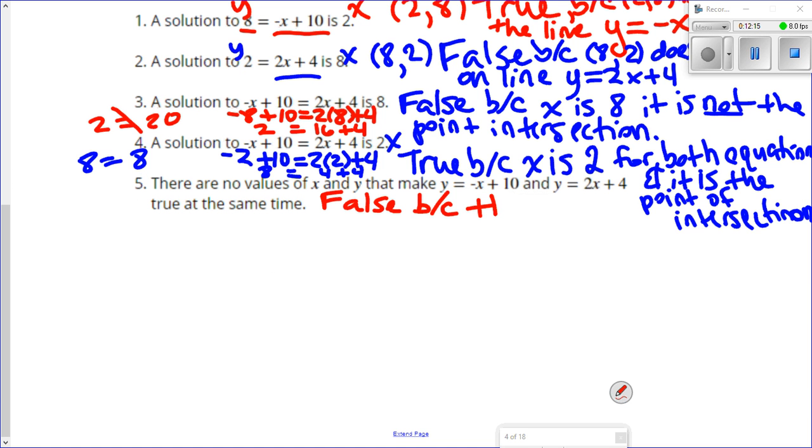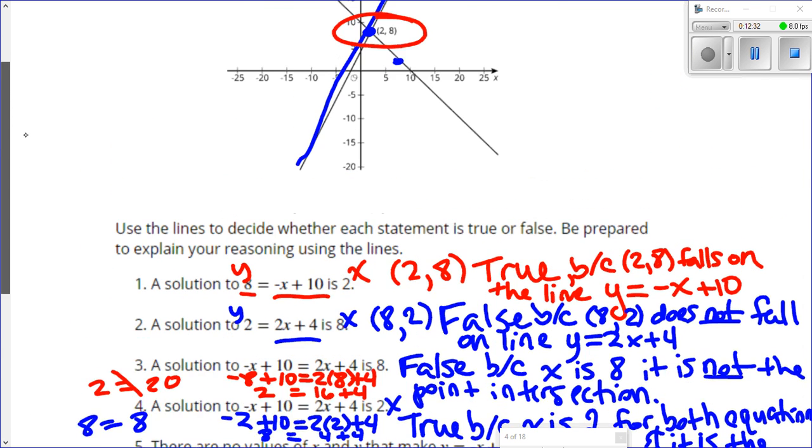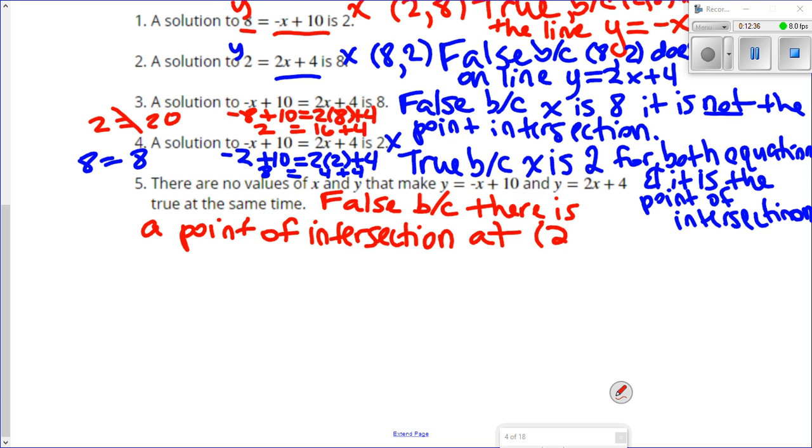because there is a point of intersection located at, sorry, let me go back up, (2, 8). So therefore, that is the solution that makes both equations true.